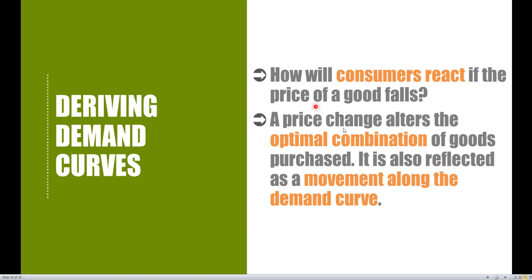Remember, anytime we change the current price of a good, it's a movement along the demand curve. It is the law of demand. We do not shift our entire demand curve. We still remain on the same exact demand curve.